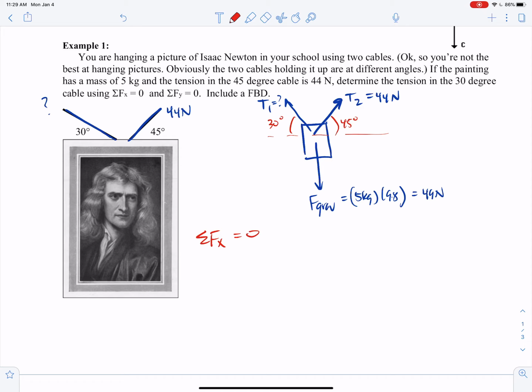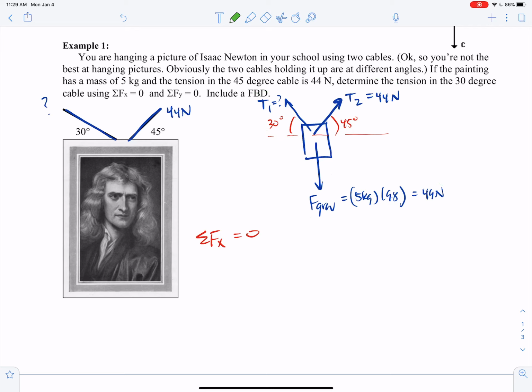So, which forces have x components? Well, this force has an x component, a leftward component. This force has an x component, a rightward component. This force does not have an x component, so I'm going to ignore that. Okay? So let's take a look at those specific components of T1 and T2.